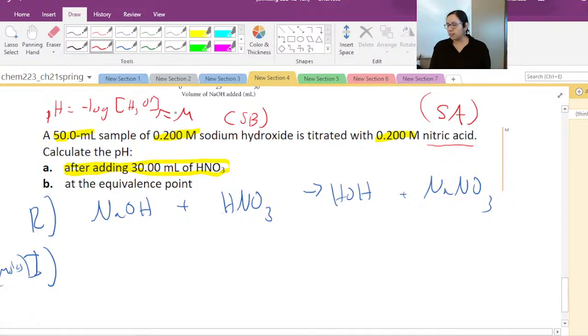Probably you'll want to do it on Excel so you don't go insane. But you'll have to recalculate your volumes too with each subsequent addition, so you have your correct molarity. So try to start off by figuring out how many moles we have initially, and then we'll keep working through this together.